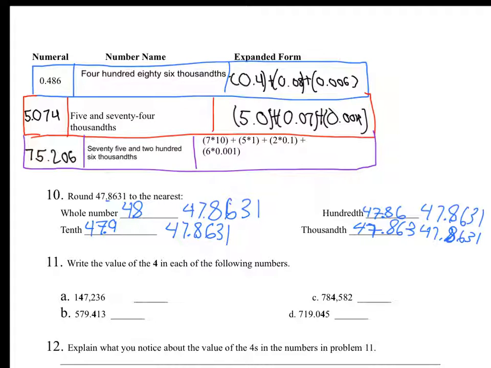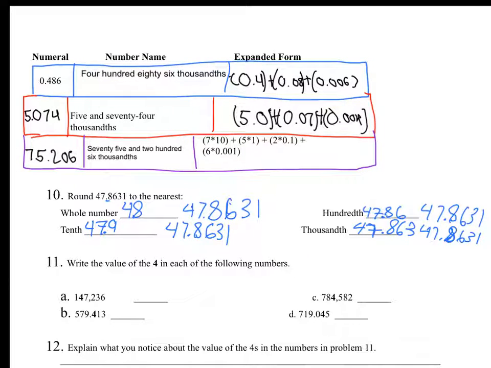Number 10, you have to round 47 and 8,631 to the nearest whole number. First, you have to look at the 8, and if it's 5 or more, raise the score. So 8 is higher than 5, so you have to round 7 to 8 to get 48 as the nearest whole number.